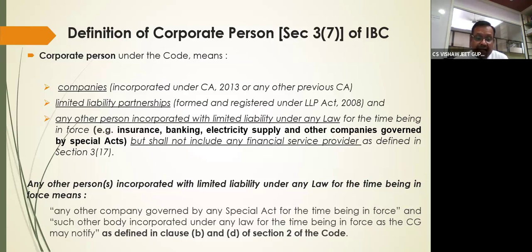So now, any other person incorporated with limited liability under any law for the time being in force means section 2, subsection B defines any other company governed by any special act for the time being in force, and section 2, subsection D defines any other body incorporated under any law for the time being in force as the central government may notify. So this is the definition of corporate person under section 3, subsection 7 of the IBC, because only a corporate person can be wound up voluntarily under the IBC, no other person.